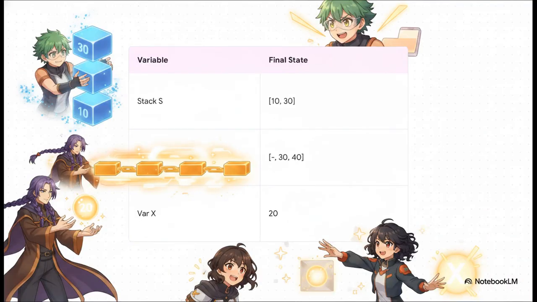And for the grand finale in step 7, dequeuing from the front of Q takes the oldest element, which is 20, and assigns it to variable x. This perfectly finalizes our ledger. Stack S finishes at 10 and 30, Q wraps up with 30 and 40, and variable x is proudly holding the value 20. Nailed it.